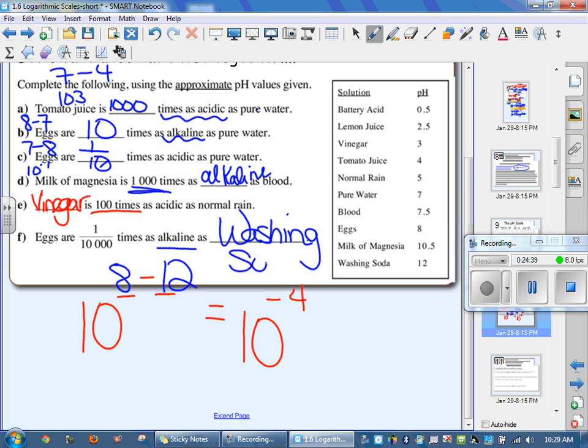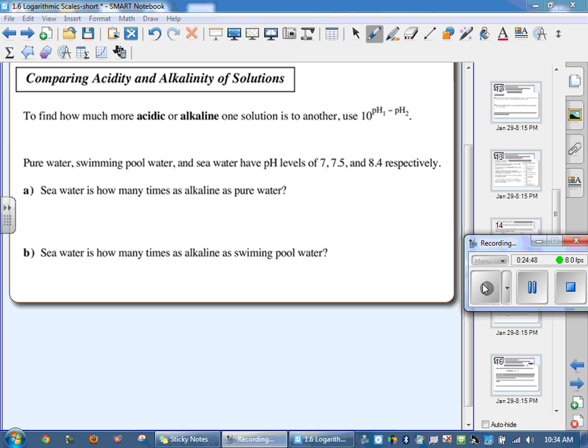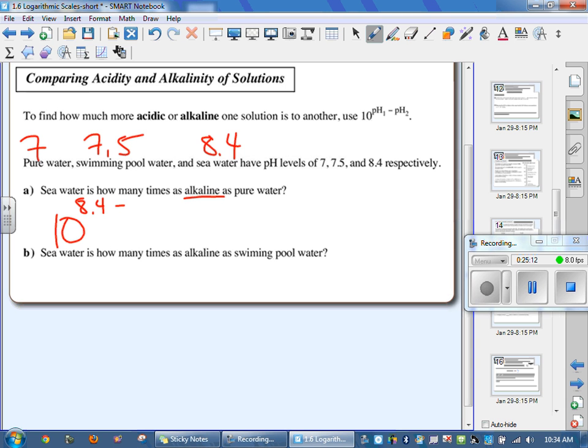Okay, got a couple minutes to look at these ones. Pure water is 7, swimming pool is 7.5, and seawater is 8.4. We're comparing alkalinity, so it doesn't tell us how much more or less alkaline it is. When we compare alkalinity without knowing that, you start with the largest number and subtract the smaller number. So seawater is 8.4, subtracting pure water, which is a 7, gives us 10 to the 1.4, which is about 25 times. So it's 25 times as alkaline, 25 times more basic.